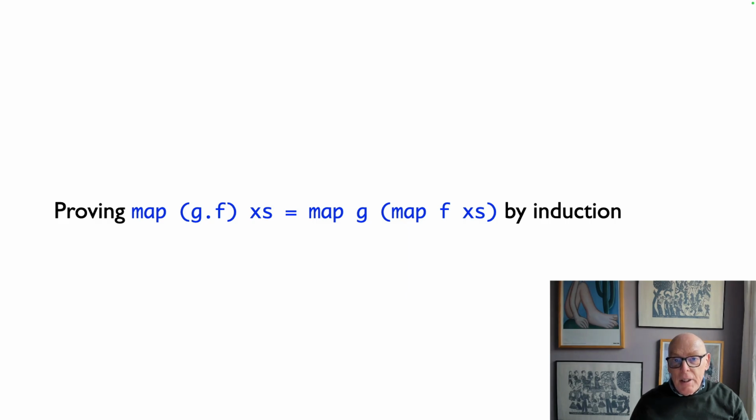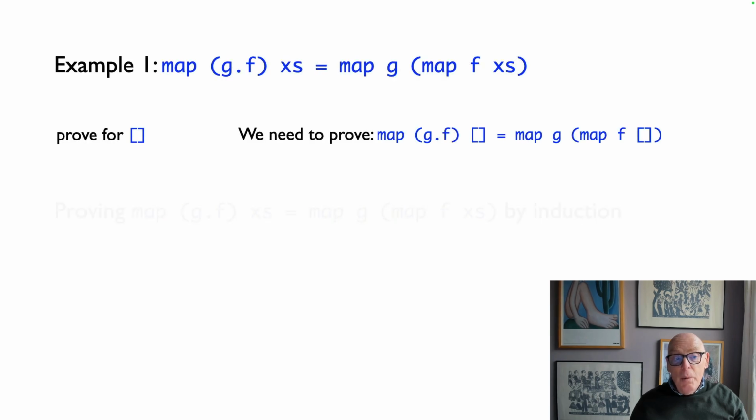Okay, let's look at a first example. Let's look at the example of proving that map of g dot f along a list xs is the same as first mapping f along xs and then mapping g along the result. So instead of mapping the composition g dot f, we map the two functions separately. Now I think we can probably see we should expect that to be true, but let's actually write a proper proof by induction that that is indeed the case.